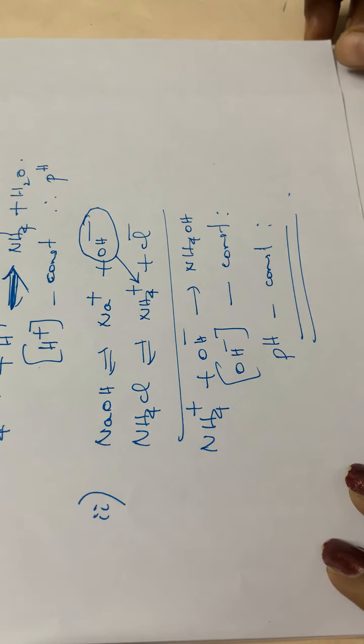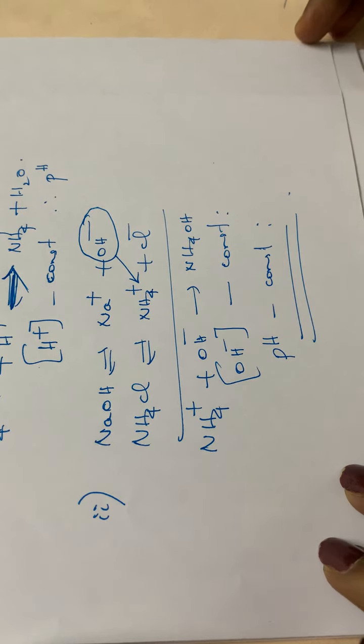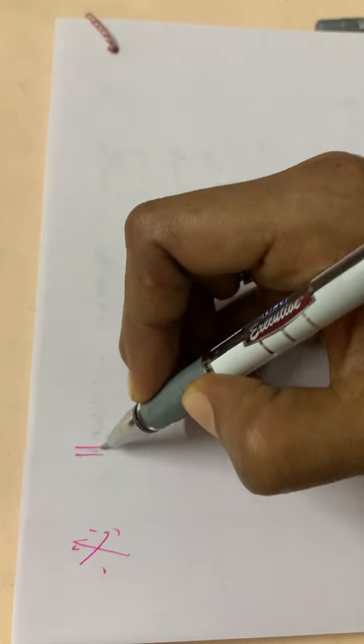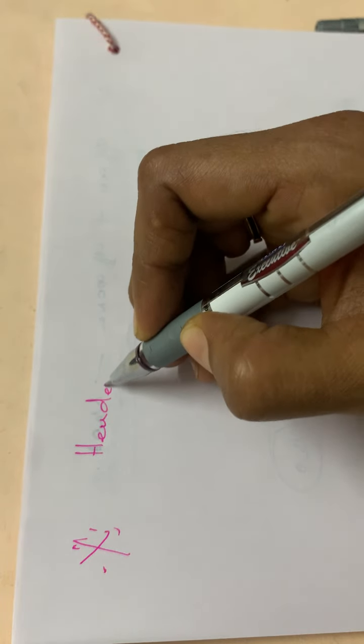Then the last part of this physical chemistry 3, that is the Henderson equation. Okay, salt hydrolysis we already discussed offline. So next is the Henderson equation. It is very important also, this Henderson equation.